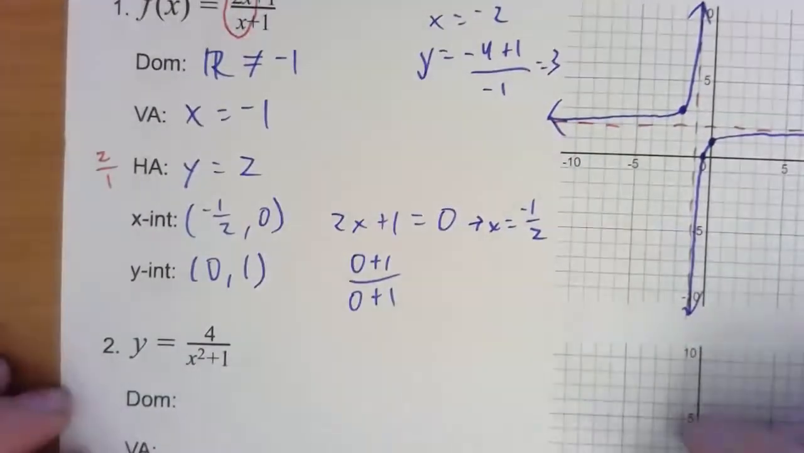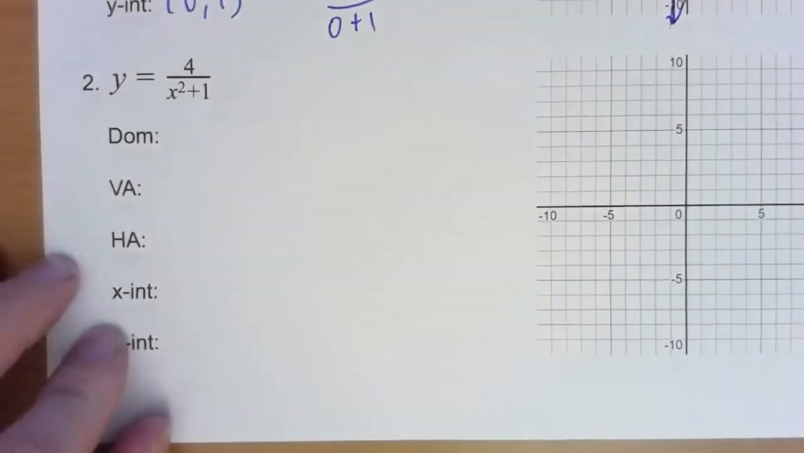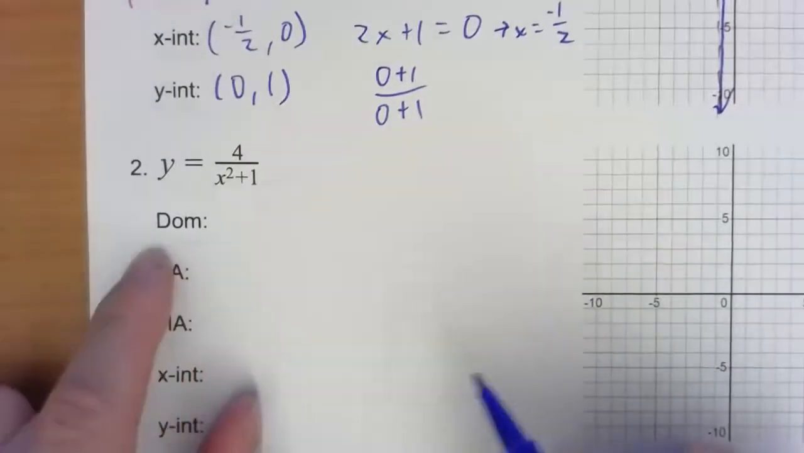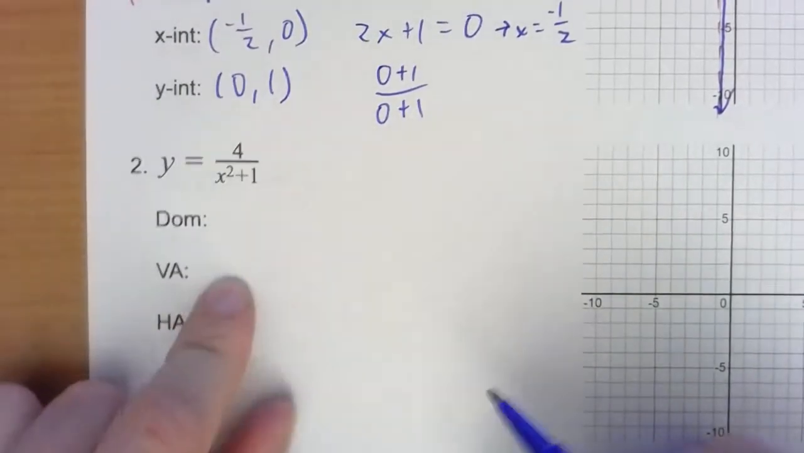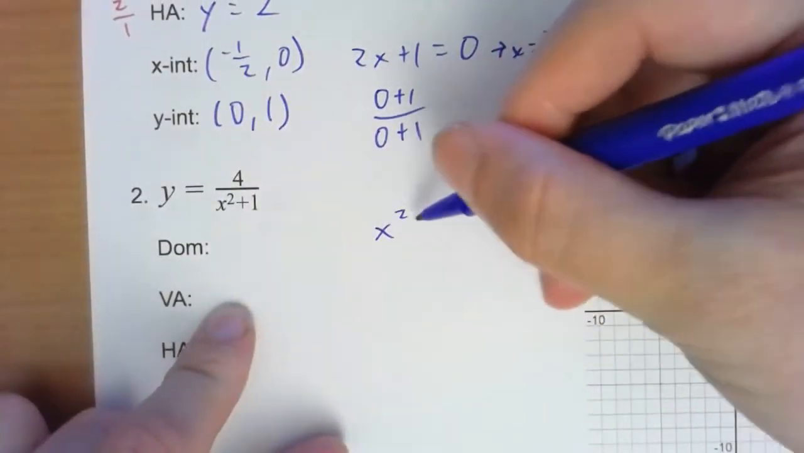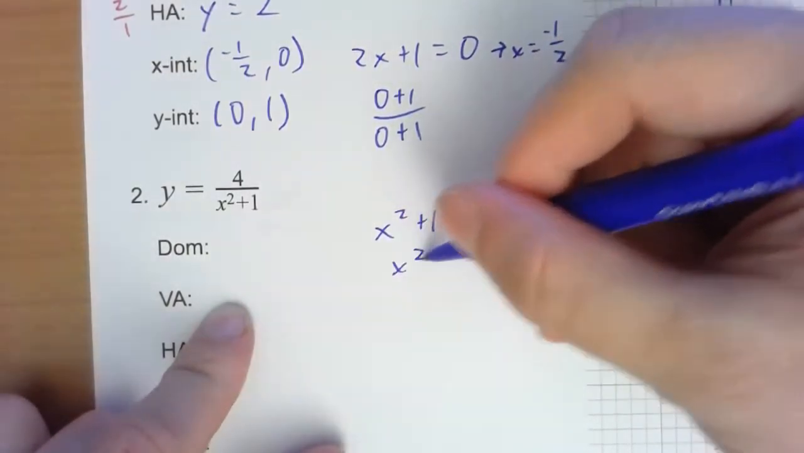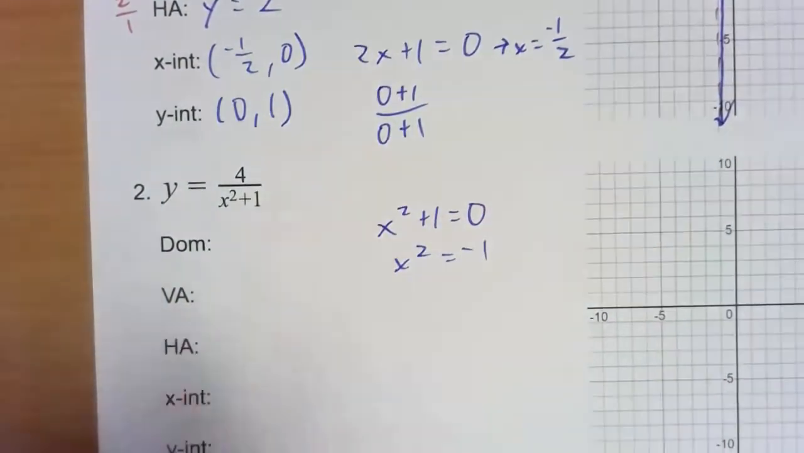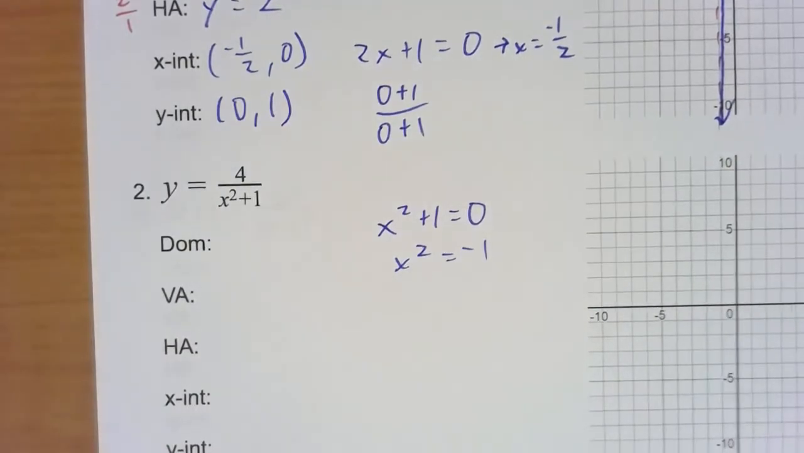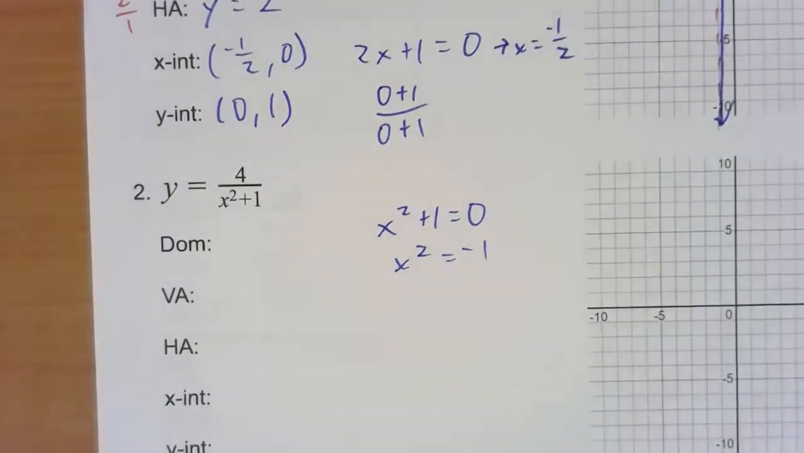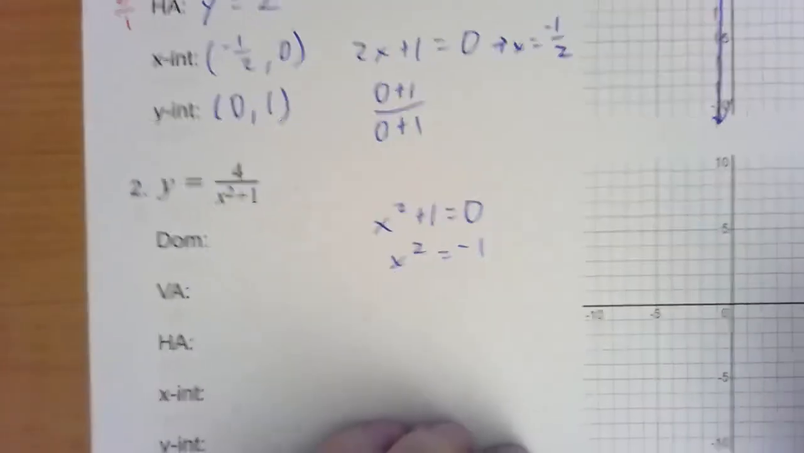Okay, so let's try this second one here. So for the domain and for the vertical asymptotes, we'd be looking at when the denominator would equal 0. Well, that would be when x squared equals -1. With imaginary numbers, of course, that's possible. You could say x is plus or minus i, but in this class, we're just going to do all real numbers. That'll be the case in AP Calc as well.